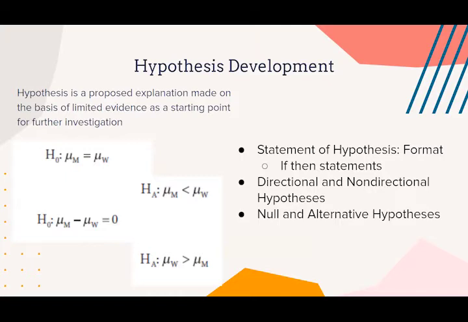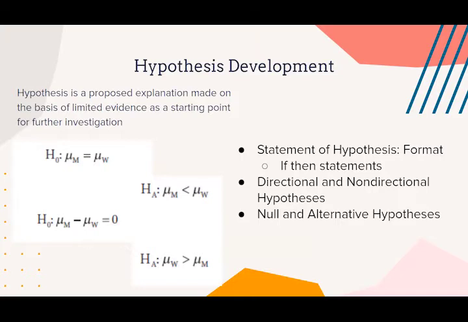The second one is directional and non-directional hypotheses. When stating the relationship between two variables or comparing two groups, terms such as positive, negative, more than, less than, and the like are used. On the contrary, non-directional hypotheses are those that do not assume a direction in the relationship or differences between two variables. The third one is null and alternate hypotheses.